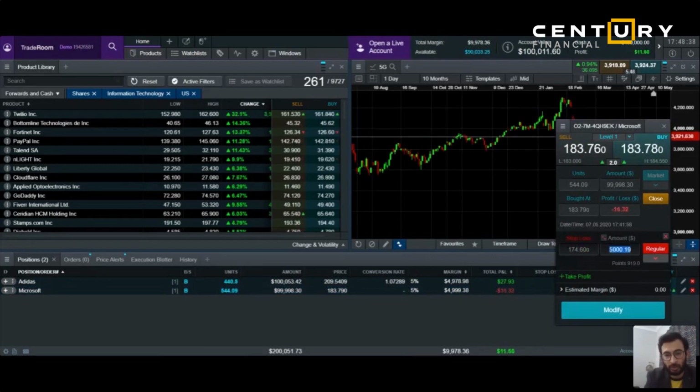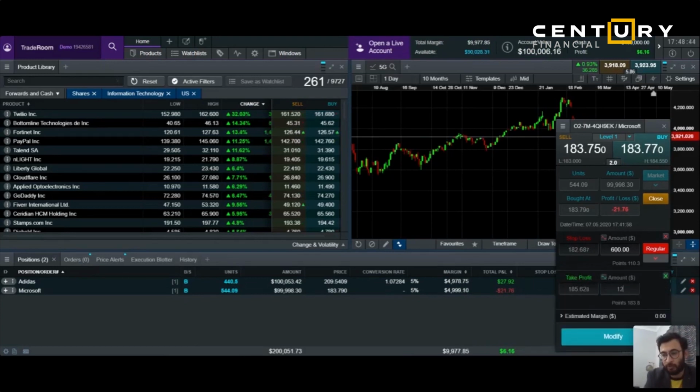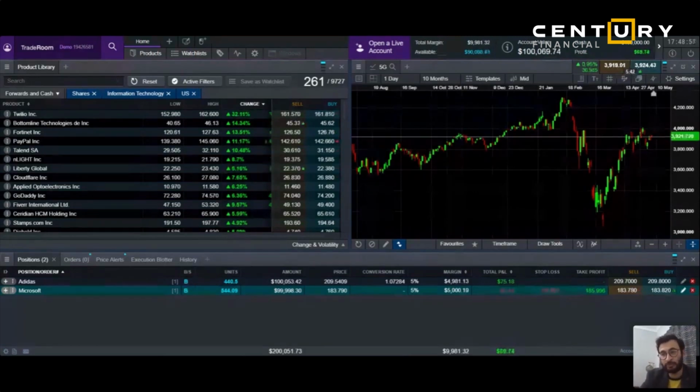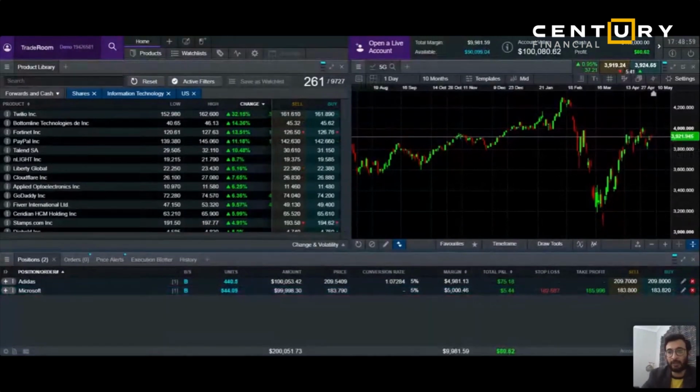So I click here, I put a stop loss that I don't want to lose more than say $600 in this transaction, plus I want to book a profit of 1200 whenever it comes. So I modify this. Now I have a price. Whenever Microsoft reaches 185.99, my take profit will get hit. If it comes to 182.68, my loss will get hit. Whichever comes first, the other will get cancelled. So these kinds of things are there in the platform.